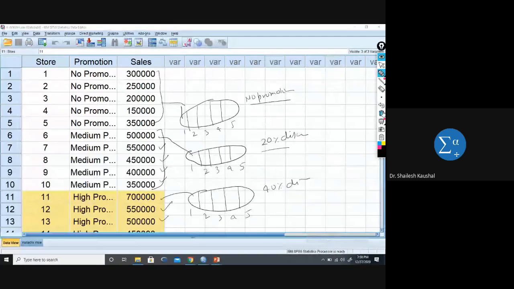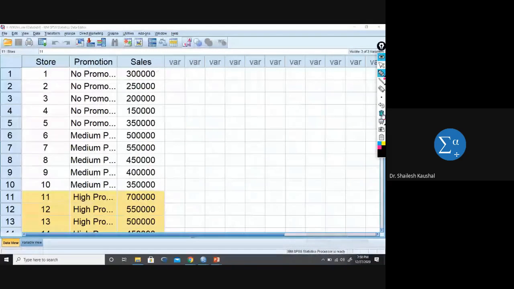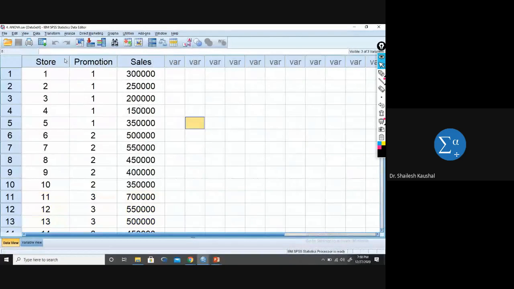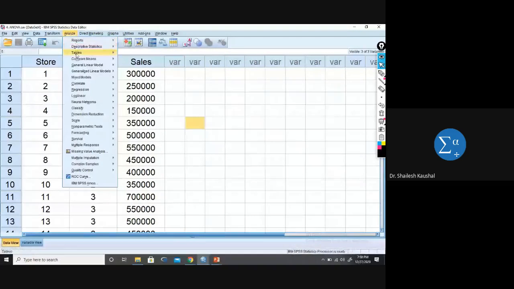So how to perform analysis of variance in SPSS? Here, Analyze, then Compare Means, then One-Way ANOVA.